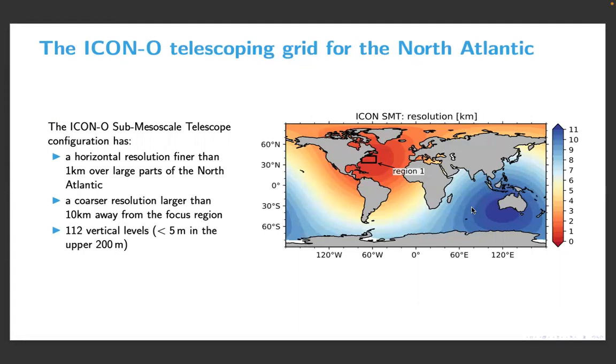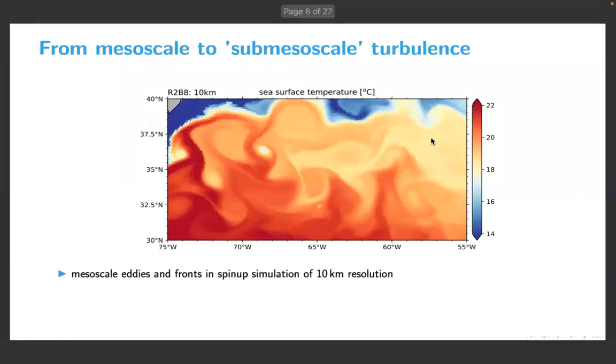The dynamics around Australia and the Southern Ocean are probably quite screwed up, but we hope that with these shorter simulations we don't get imprints of this bad circulation, so that we still have a qualitatively nice representation of the features in the North Atlantic. In the vertical, we have 112 levels, with a resolution smaller than 5 meters in the upper 200 meters. So we also want to focus on the upper ocean with this type of simulation. This is basically the initial condition of this simulation. We initialize it with a coarser 10-kilometer simulation. And what you can see here are the submesoscale.